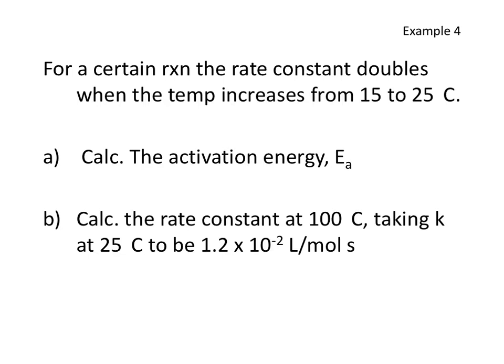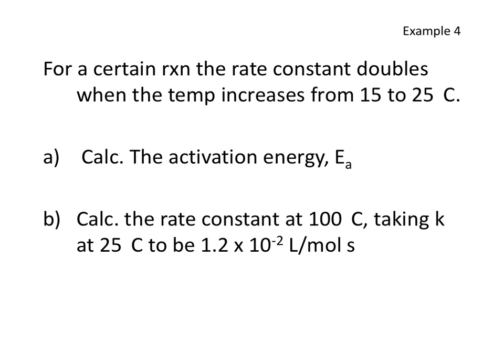The question is, for a certain reaction, the rate constant doubles when the temperature increases from 15 to 25. So that's the 10-degree change that we were talking about. Calculate the activation energy. That's the first thing. The second question is calculate the rate constant at 100 degrees Celsius, taking k at 25 degrees to be 1.2 times 10 to the power of negative 2 liter per mole per second.